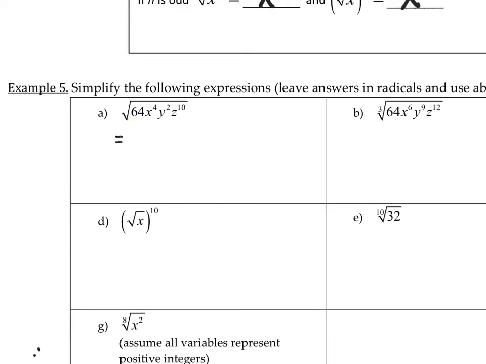With the numbers, we just do this the normal way. So the square root of 64 is 8. The square root of x to the 4th would be x squared, but we would put it in absolute value. I'm going to go ahead and do all my variables together in the same absolute value. The square root of y squared would be y, and the square root of z to the 10th would be z to the 5th. So the important thing here is that we use absolute values when simplifying even roots.